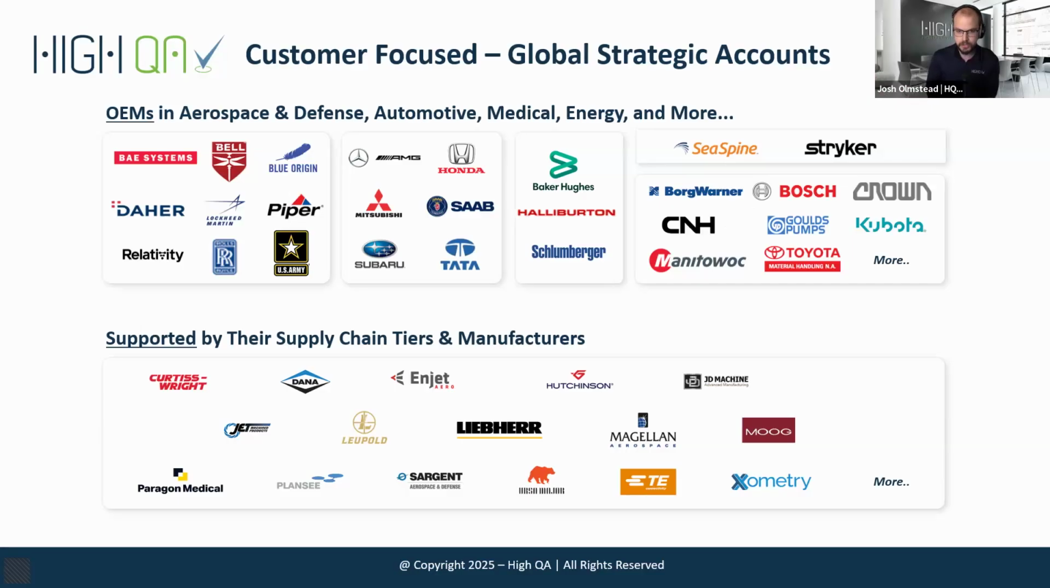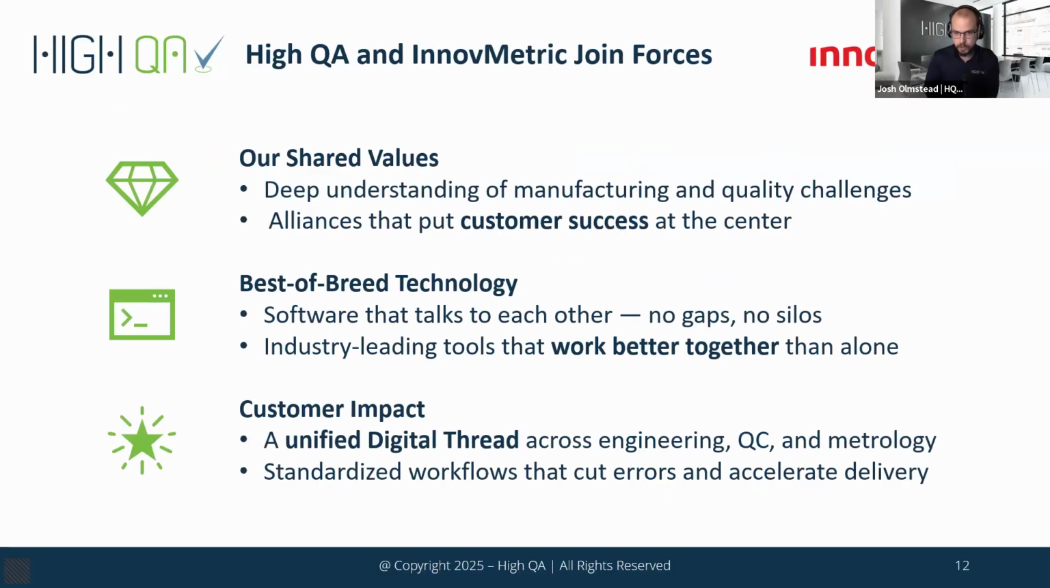So the next slide we're going to show is really why HiQA and InnovMetric, who is the parent company to PolyWorks, why we joined forces. And really, the bottom line is we share a lot of values between our products. We both have a deep understanding of manufacturing and where that meets quality challenges. And we both believe that our software works better together than it does alone. And finally, the goal of this is to unify a digital thread, so having the same source of truth starting in manufacturing engineering, bringing it all the way through QC, metrology, and back again with standardized workflows.